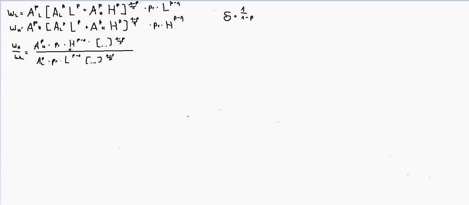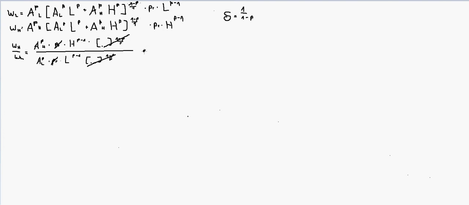So what we can see here is that this bracket and this bracket are the same, so they cancel out. And also here's the price and there's the price, so they also cancel out. What we can also notice is that it doesn't matter whether we assume the price of the output is equal to 1 or not for the relative wage, because it cancels out anyway.